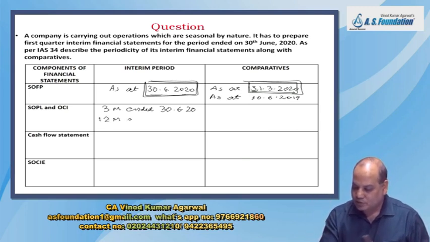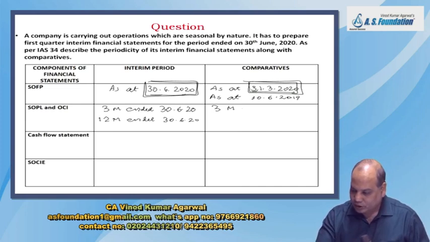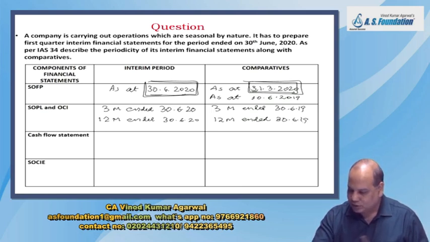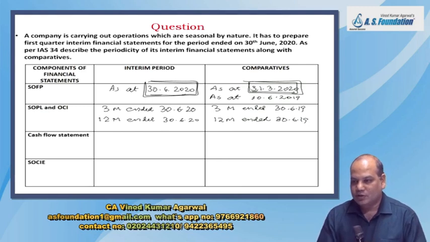But if it is a seasonal business, then I can give one profit and loss 12 months ended 30th June 2020, and comparative will be exactly same period in the previous financial year, 12 months ended 30th June 19. Correct? Same thing for cash flow statement also if it is the first quarter.